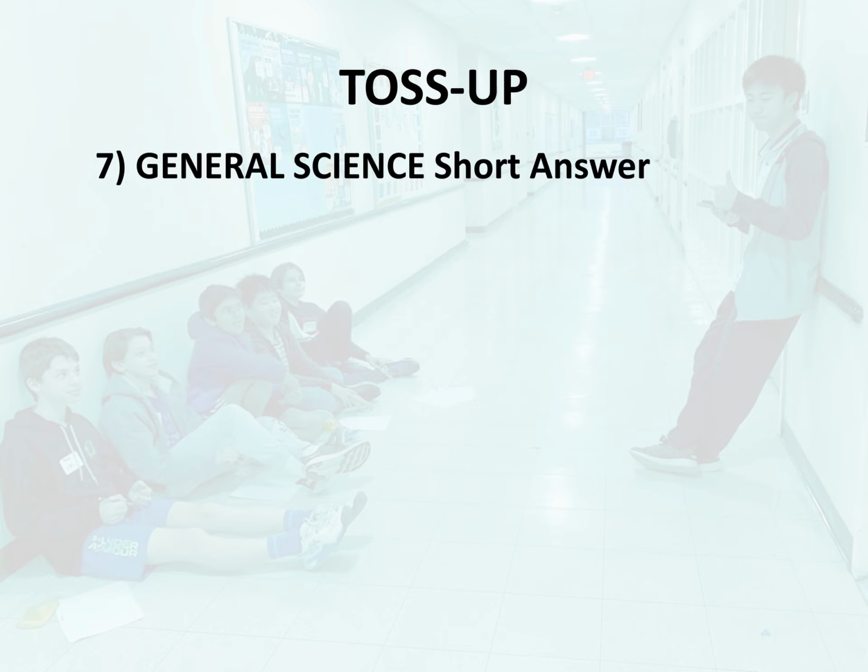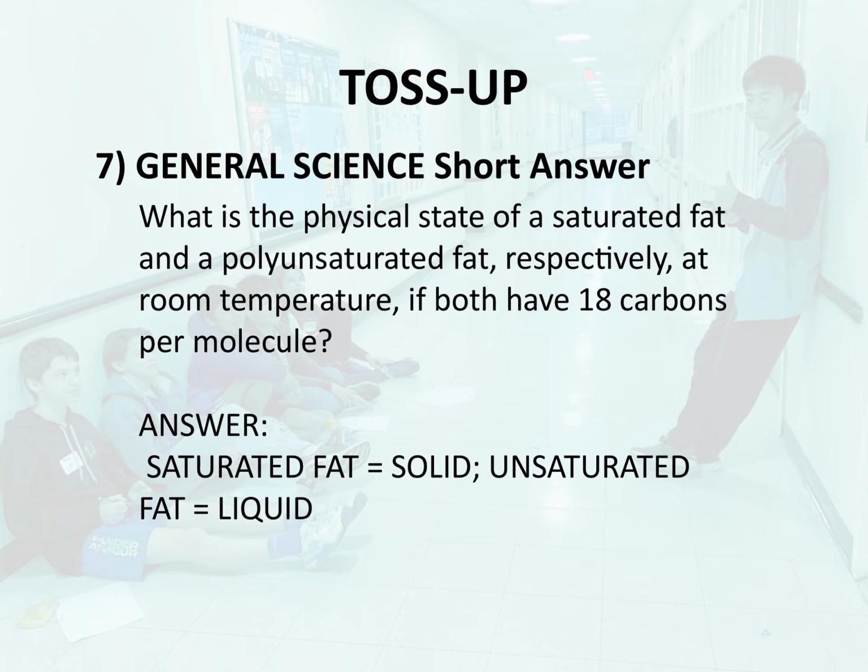Toss-up 7. General science. Short answer. What is the physical state of a saturated fat and a polyunsaturated fat, respectively, at room temperature, if both have 18 carbons per molecule? Answer. Saturated fat is solid, unsaturated fat is liquid.